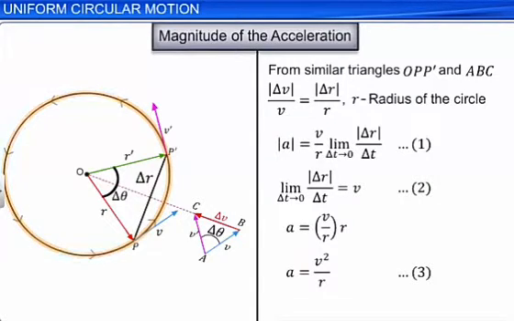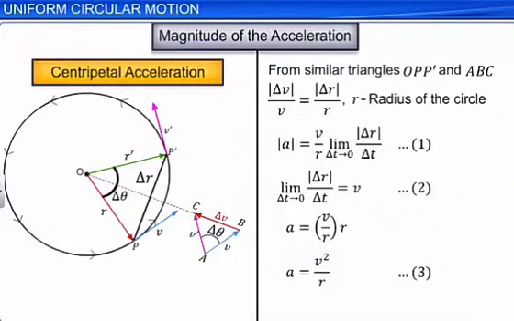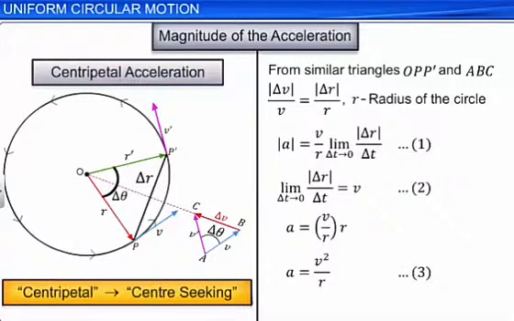The acceleration of a body moving with a constant speed v in a circle of radius r has a magnitude v²/r, and it always acts radially, directed towards the center of the circle. This acceleration is called centripetal acceleration. The word centripetal refers to center seeking.